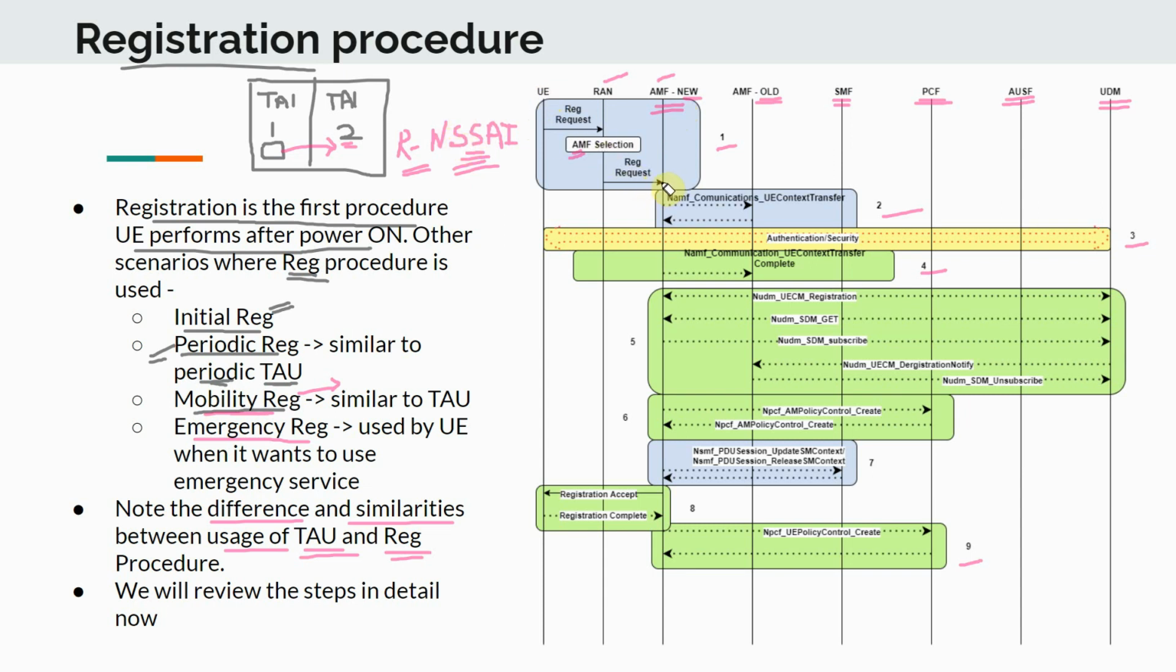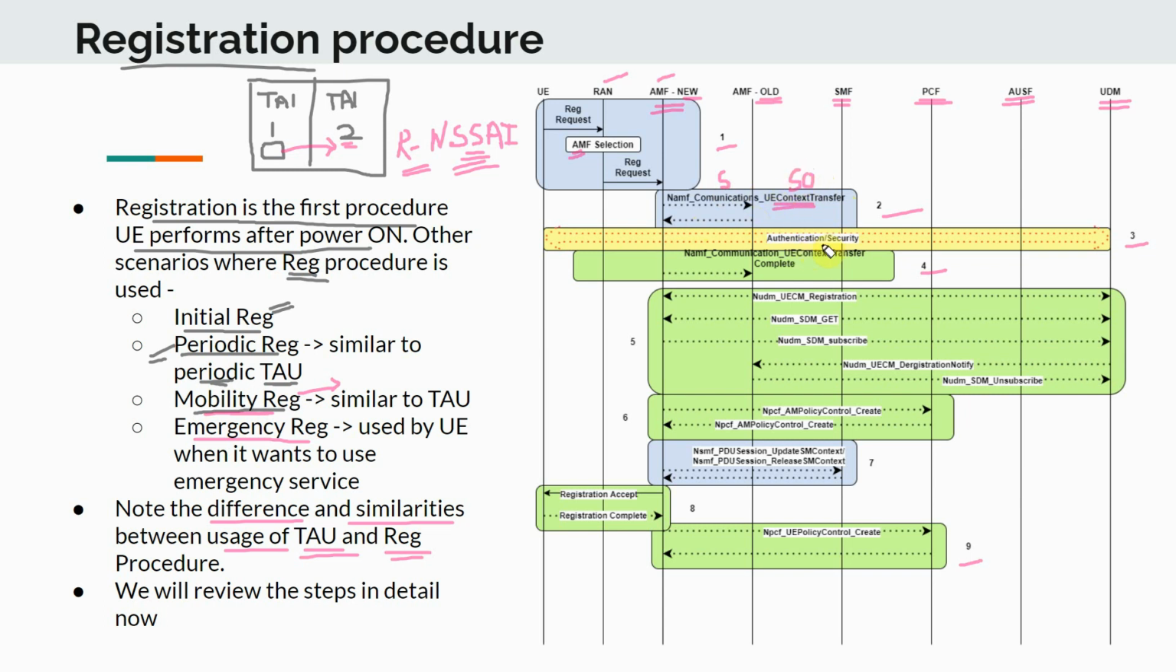Assuming here that the AMF is able to support the requested network slice assistance information, the AMF takes the request, and then if this UE is coming in from an old AMF, it will reach out to that old AMF to get the UE context. The old AMF will come back and send the context. So again, this is using the service Namf communications, which we saw, and then the service operation within this service is the UE context transfer. Right. So this is your service. This is your service operation.